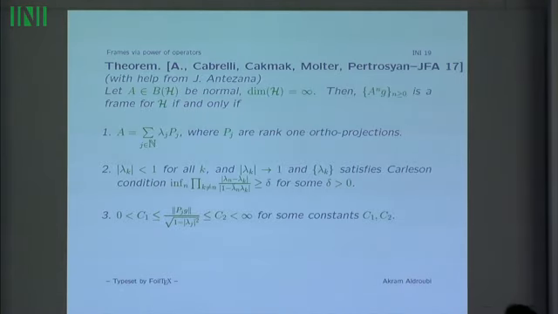The first frame that we were able to obtain by iteration using a single vector, this is the result for it. Suppose you have a bounded normal operator A and a single vector G, and here we are in infinite dimension. Under what condition on A and G do we have this iterate a frame for H? It turns out that this is an if and only if statement.